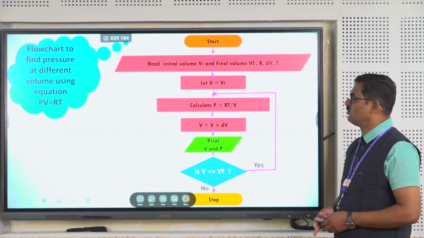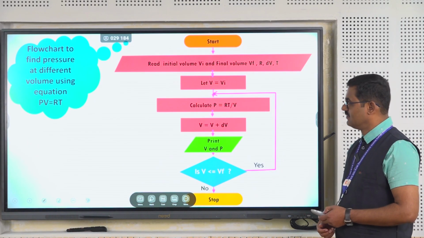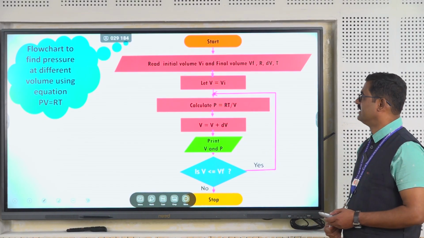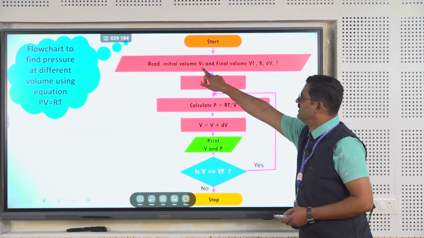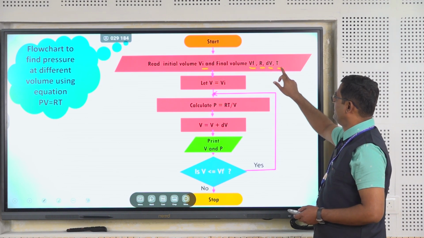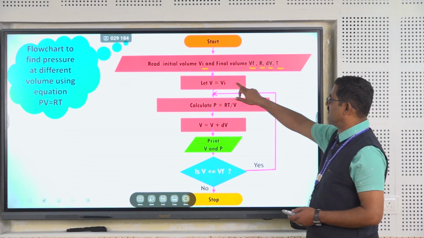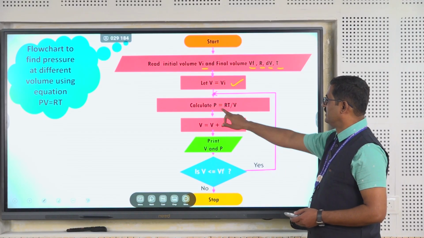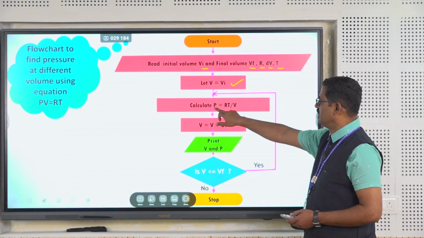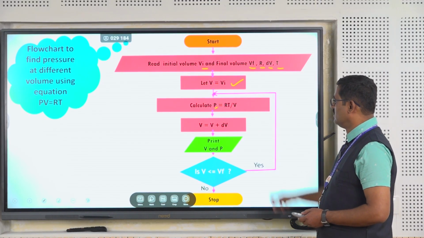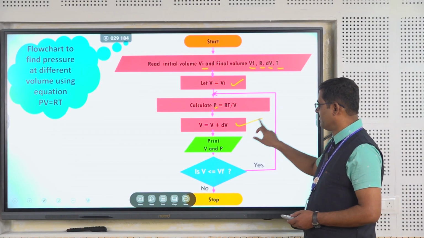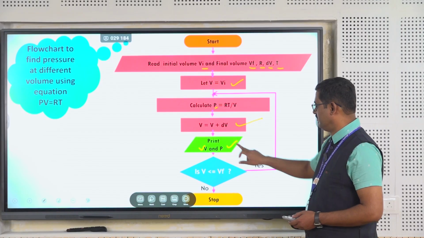The next is a flowchart to find pressure at different volumes using the equation PV is equal to RT. So start, read initial volume, final volume, R, dV and T. So let V equal to Vi, then calculate P from the ideal gas equation, that is PV is equal to RT. So P equal to RT divided by V. Now you have calculated the pressure value, then increase the volume by V plus dV and print V and P.